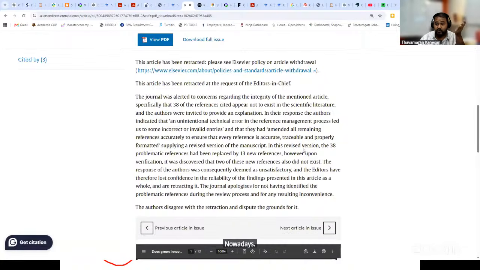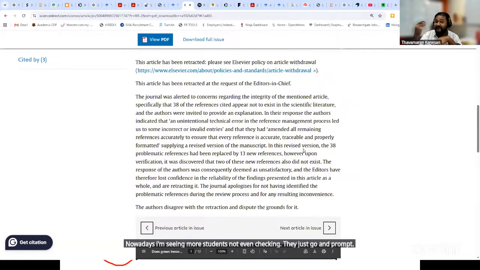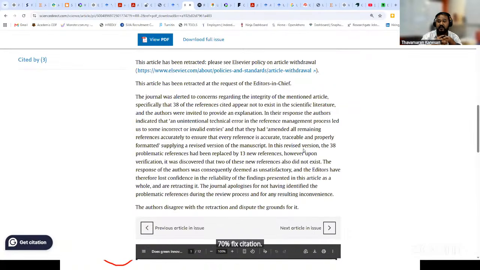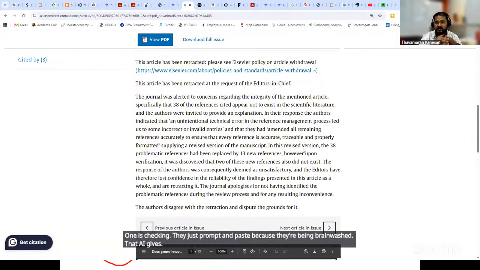Nowadays, I'm seeing most students not even checking. They just prompt and paste every day. Just a few minutes ago, I was analyzing one DBA thesis from Binary University. 70% fake citations. The content is also fake. No one is checking. They just prompt and paste because they're being brainwashed that AI gives everything, right?